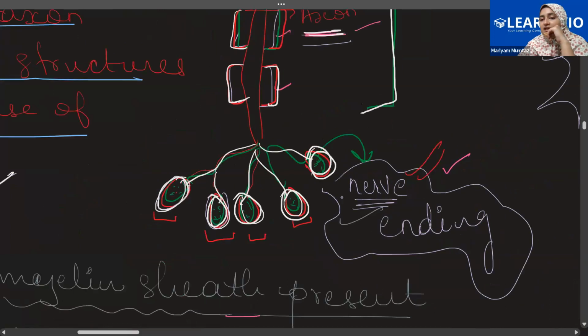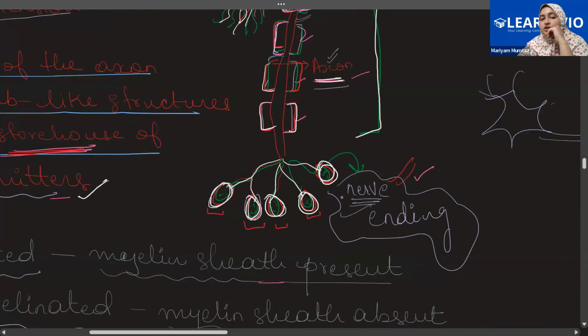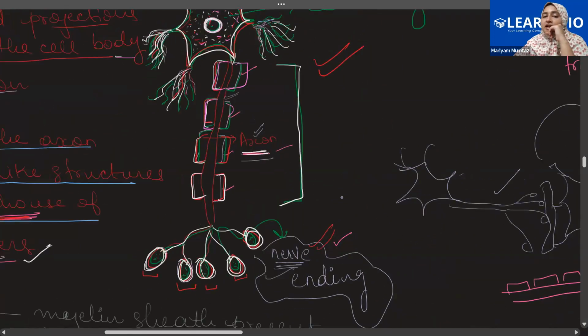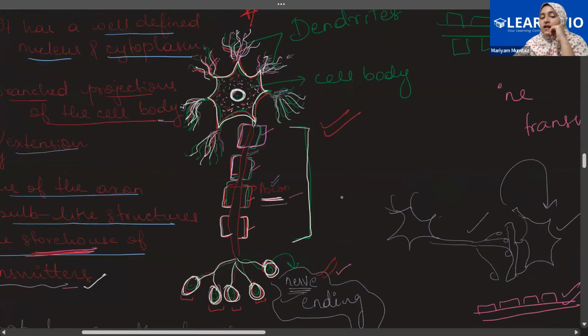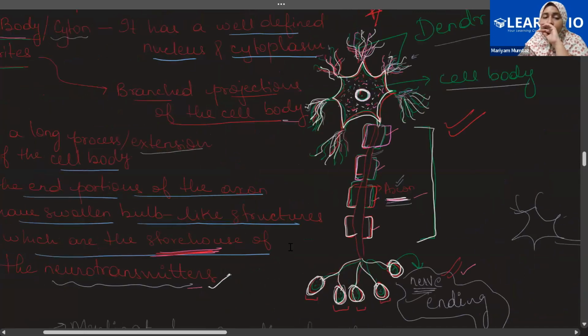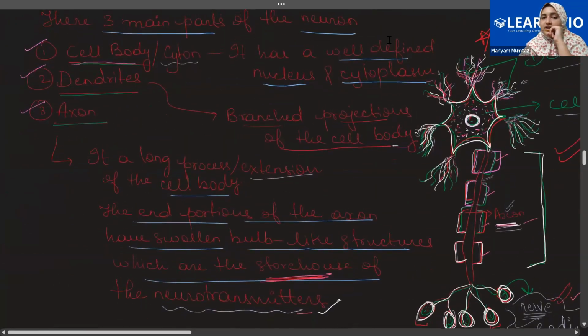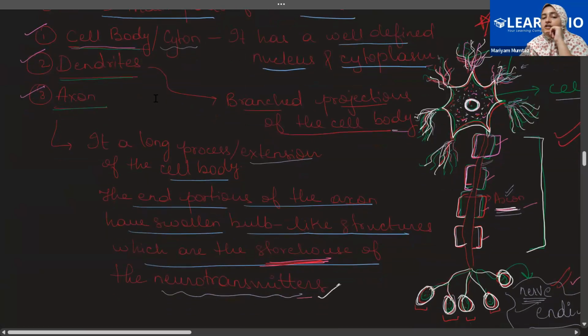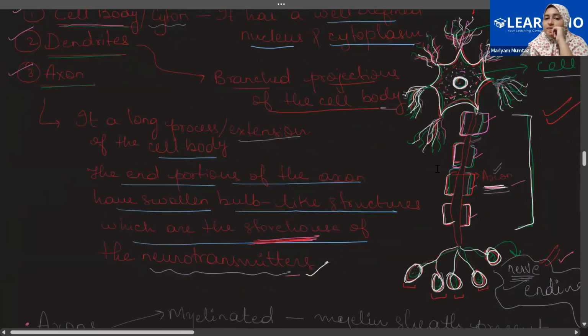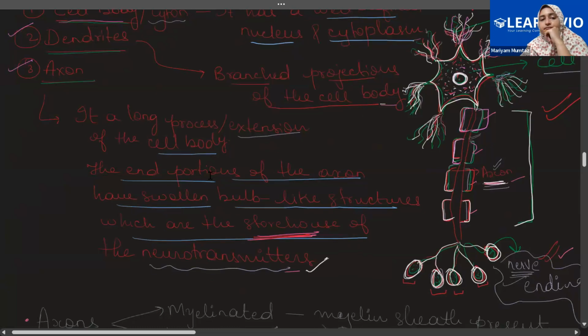So every single neuron that we talk about in the human body would have a dendrite, a cell body, an axon, and also nerve endings. Now looking at each of the parts. The cell body or the cyton has a well-defined nucleus and cytoplasm present in it. Then there are the dendrites, which are the branch projections present on the cell body.